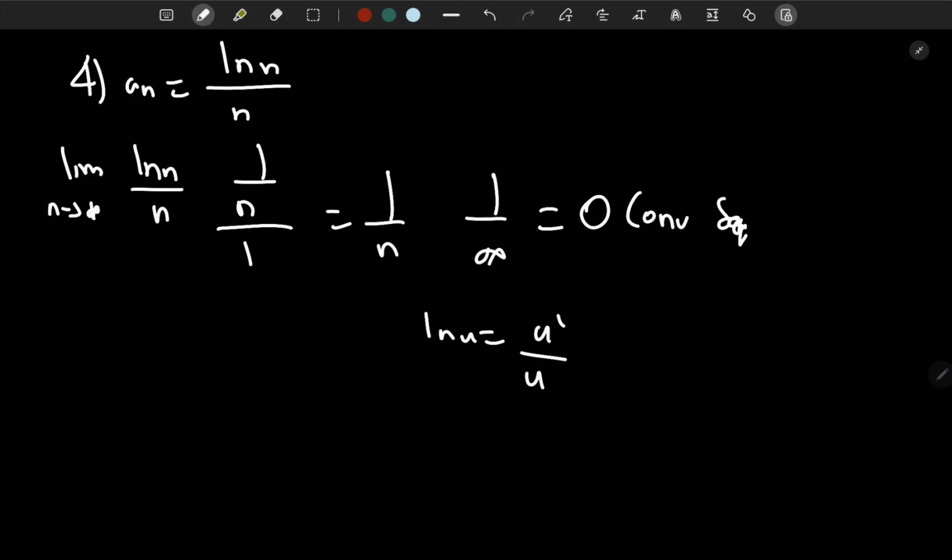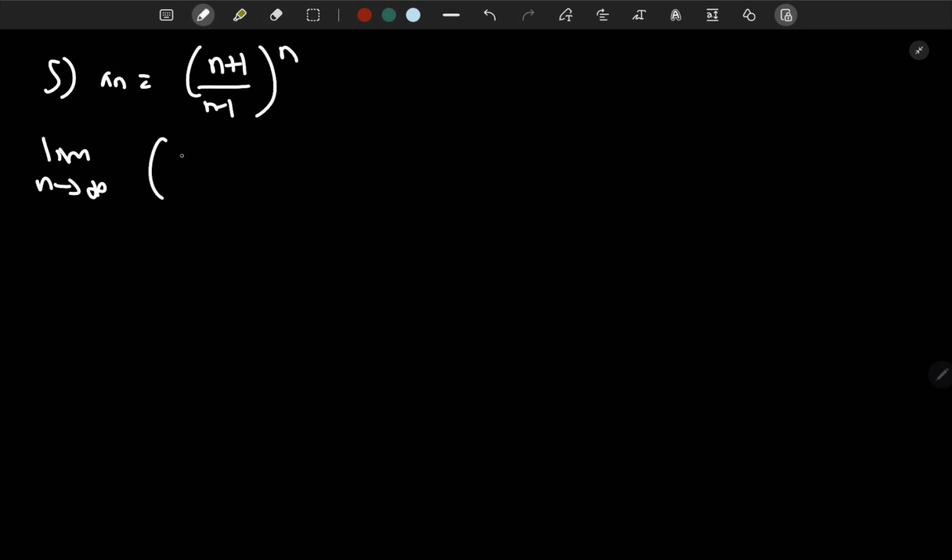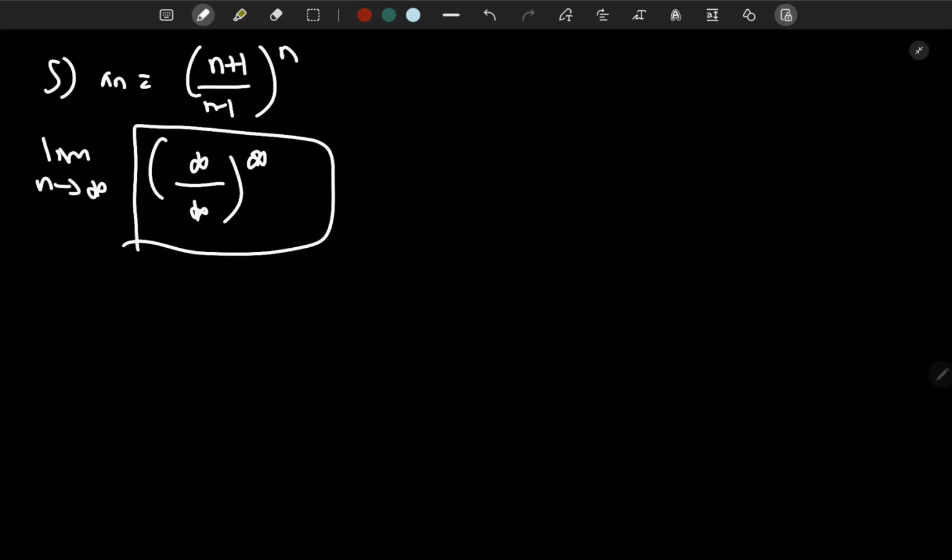So now let's move on to more complex examples, and I will need your full attention. In our question 5, we have a of n equal to (n plus 1 over n minus 1) to the power of n, and we again want to find the limit as n approaches infinity. If we use direct substitution, we get infinity plus 1 is infinity, infinity minus 1 is infinity, to the power of infinity. So this is one of the indeterminate cases, right?